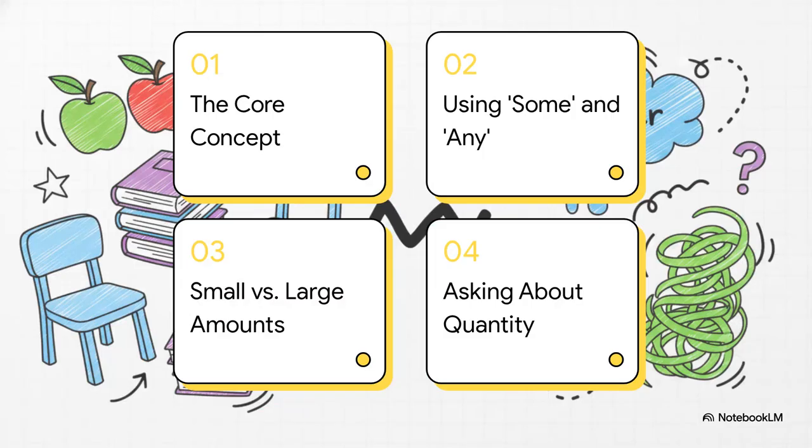So here's our game plan. We're going to tackle this in 4 quick parts. First, we'll get to that core concept I mentioned, the single key that unlocks the whole thing. Then we'll see how it works with everyday words like some and any. After that, we'll look at how to talk about small amounts versus large amounts. And finally, we'll put it all together so you can ask questions perfectly every single time.